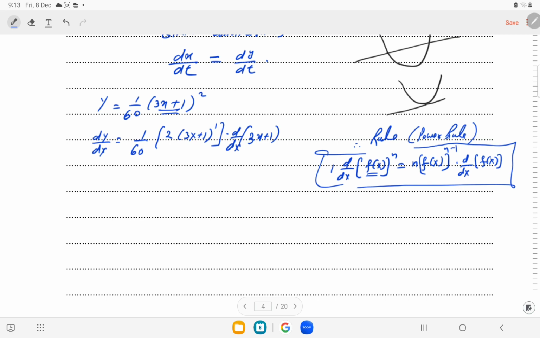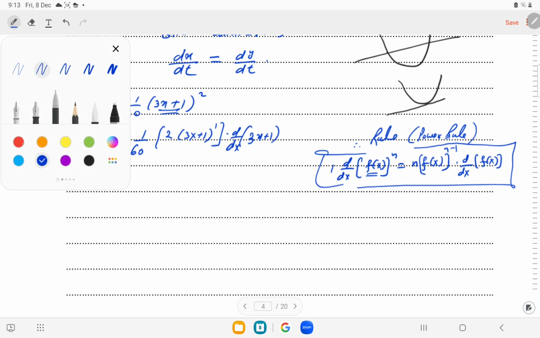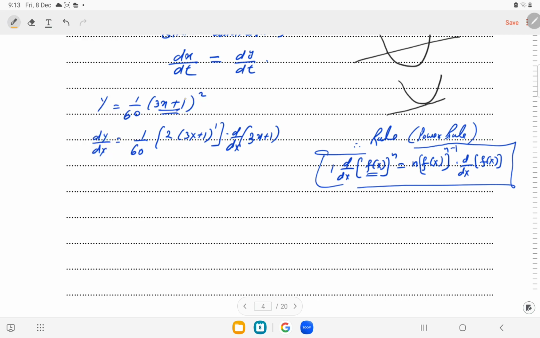This was the function f of x, and this was n, and this was the coefficient here. Instead of 1, it was 1 by 60. So we will multiply this to, out of it becomes 2 by 60, 1 by 30 after simplifying, and we make 1 less from the power, 2 becomes 1. And third step, we have to differentiate the function whose power we had.